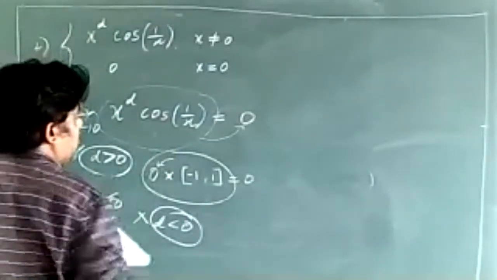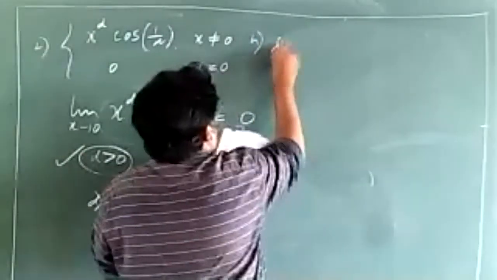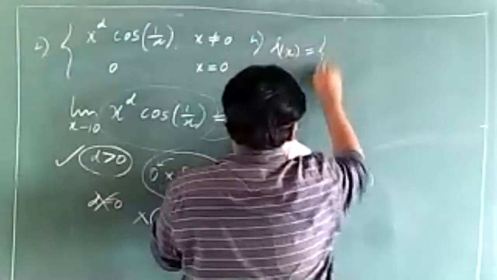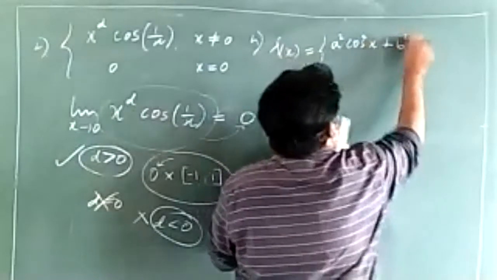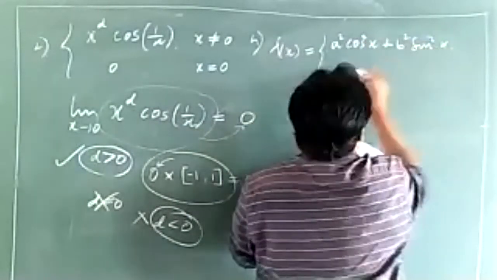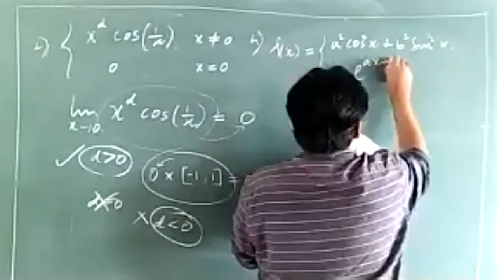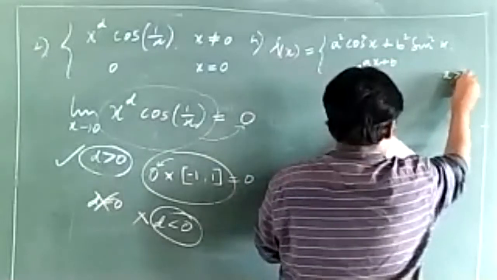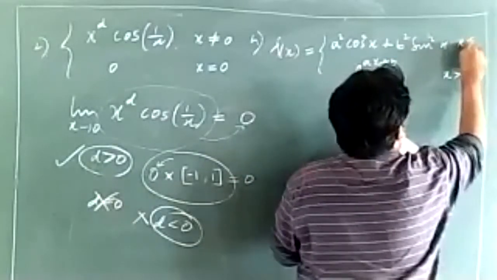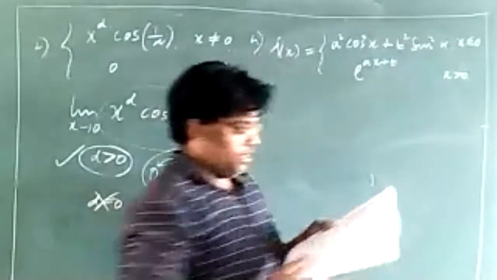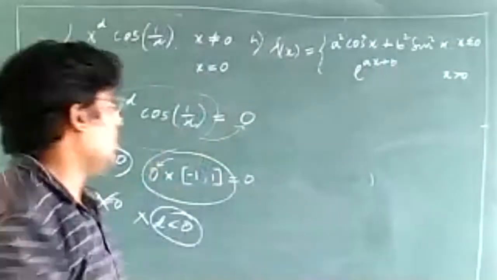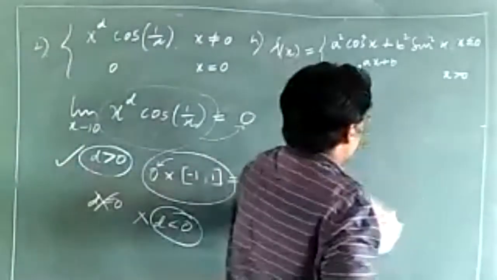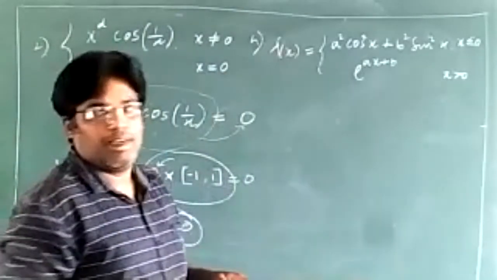f of x is equal to a square cos square x plus b square sin square x for x less than or equal to 0, and e power ax plus b for all x greater than 0. It is continuous at x equal to 0, then they have given some conditions.